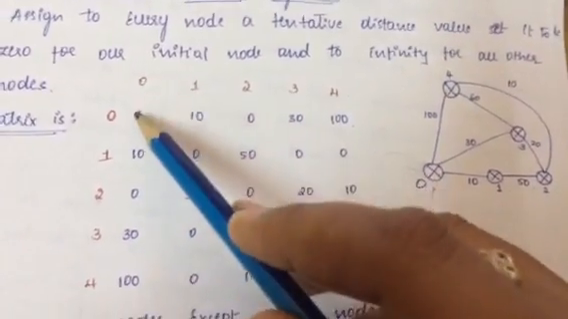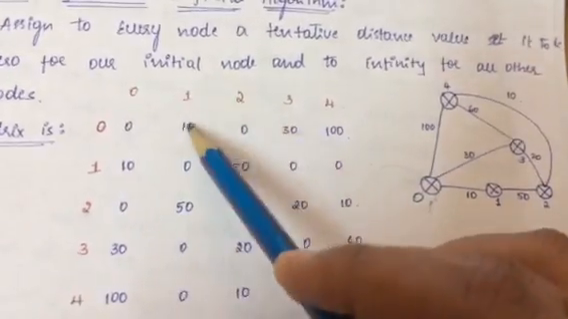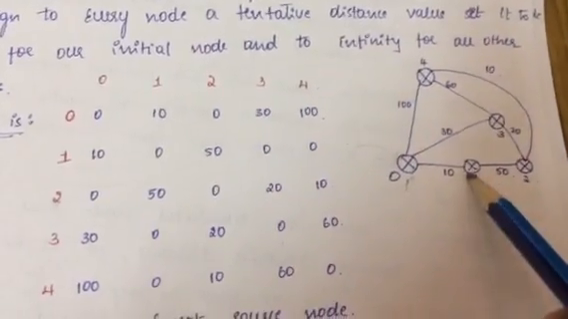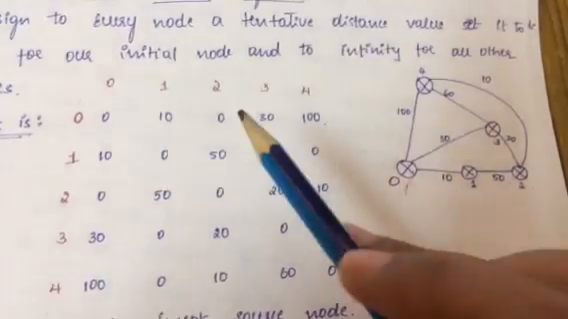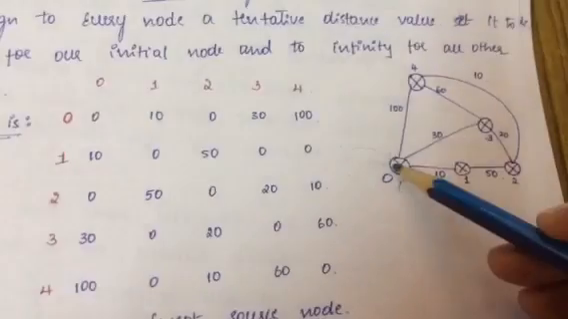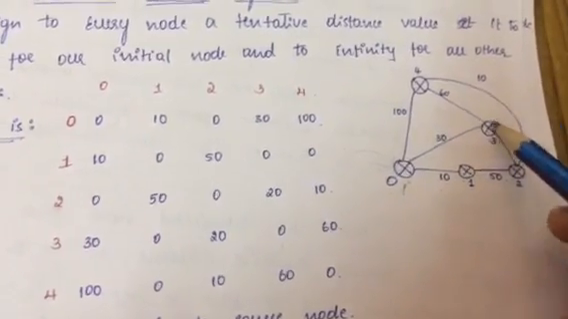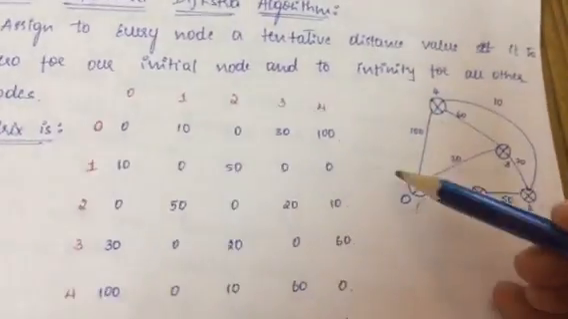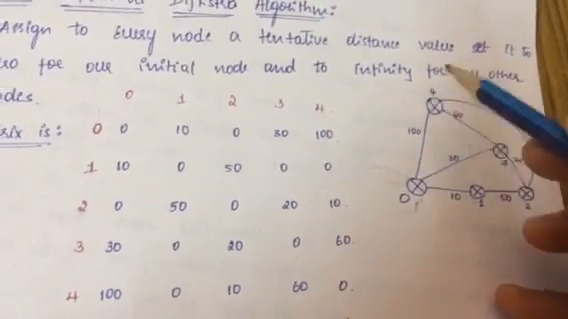Okay, 0 to 0 it is 0. Next, 0 to 1 I am going to draw as 10. 0 to 2 there is no direct path, leave it. 0 to 3 it is 30. So you have a direct path. 0 to 3 it is 30. Next, 0 to 4 it is 100. So I have written here 0 to 4, 100.